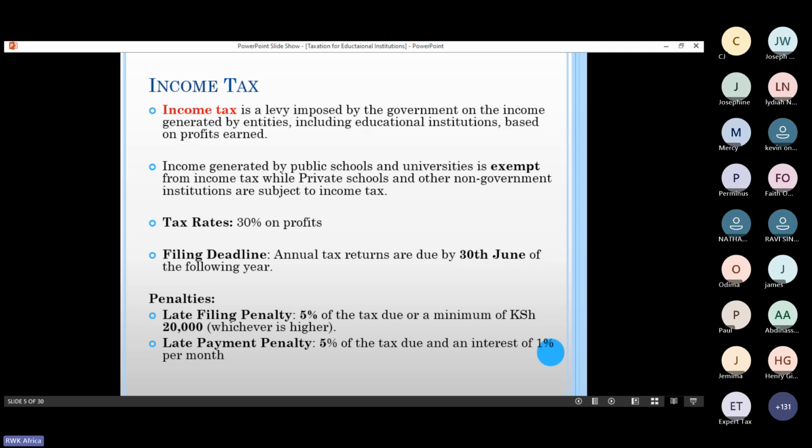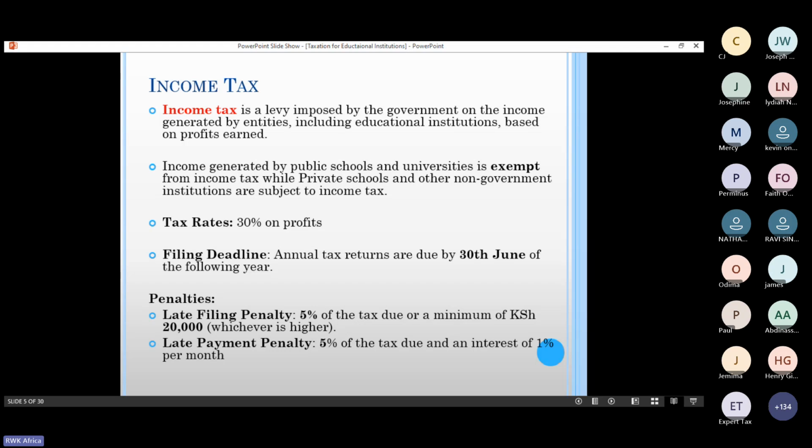Then we have the deadline. For the income tax, we are given 6 months after the end of the year. So for those of us whose accounting period runs from January to December, you have until June of the next year to ensure that you have filed the returns. If your accounting period does not end in December, you may find that some accounting periods end in June, July, August, or even March. So if you fall under that category, you have 6 months from the end of the accounting period to do the audit, file the returns and pay taxes to KRA.